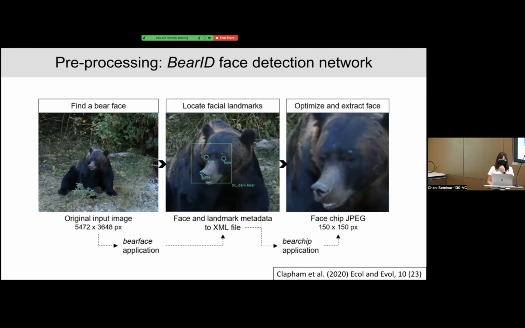So we did some pre-processing of the camera trap data using a previously developed bear face detector by our research group. It takes in the image, locates the face and these facial landmarks, and then produces a smaller image of the cropped face, which is just 150 by 150 pixels. So this gave me the ideal small image size to work with for the actual classification part.